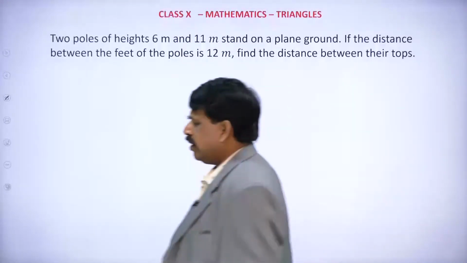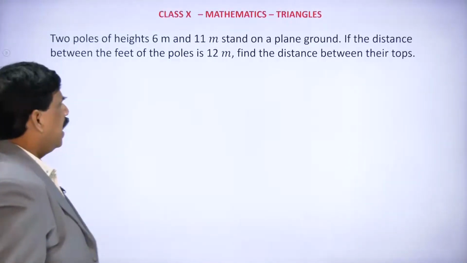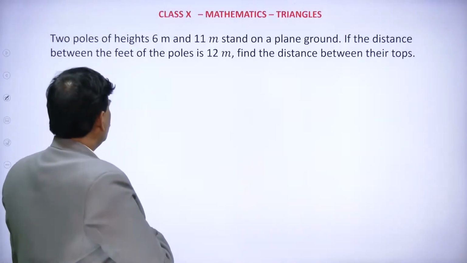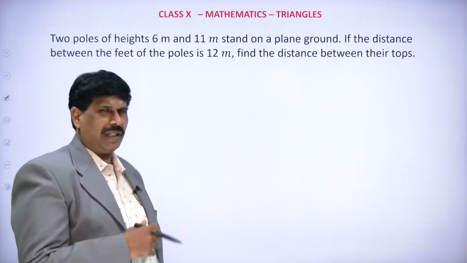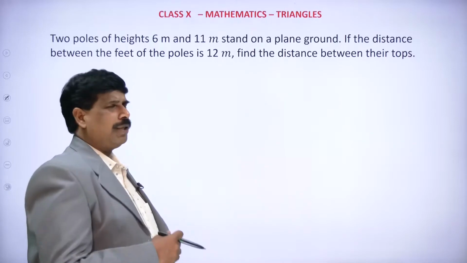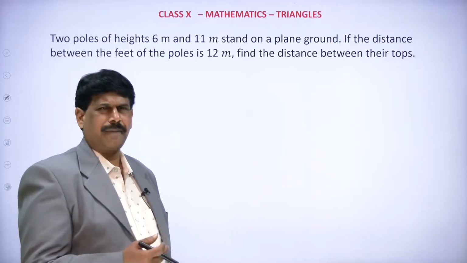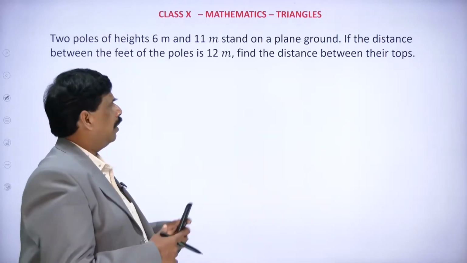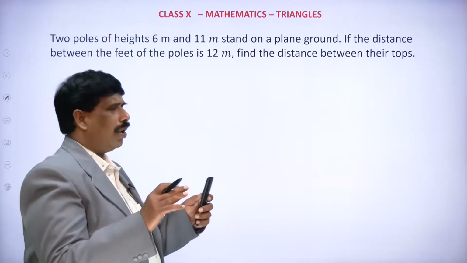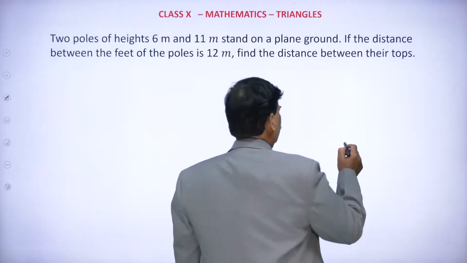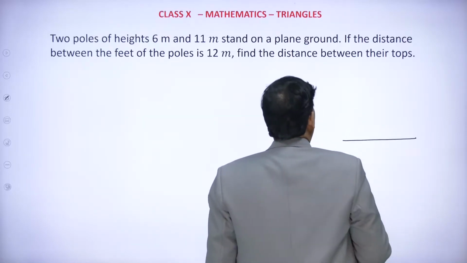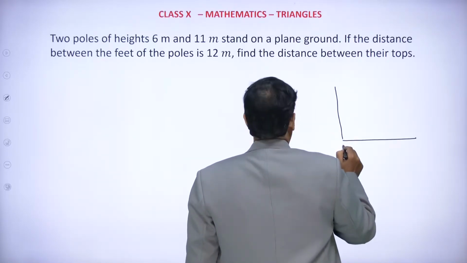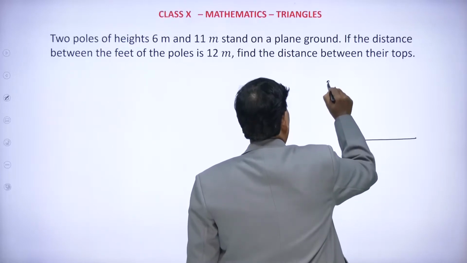Two poles of heights 6 meters and 11 meters stand on a plane ground. If the distance between the feet of the poles is 12 meters, what is the distance between their tops? Simple question. See what it is saying here, there are two poles. Their heights are given. They are standing on a plain ground. Suppose this is a plain ground here. On this plain ground, one of the poles is 6 meters. Say suppose AB is equal to 6 meters.